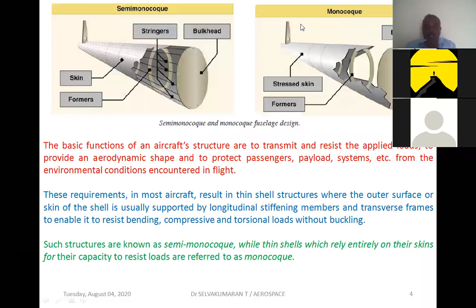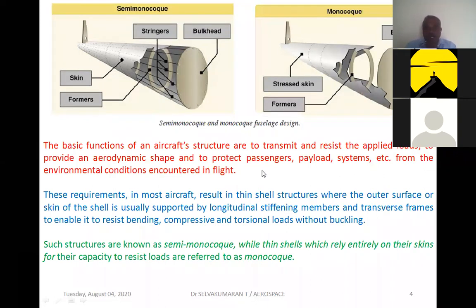Now here the figure shows monocoque and semi-monocoque structures. So the basic function of the aircraft structure is that it has to transmit and resist the externally applied loads, so that it can provide an aerodynamic shape, and it has to protect the passengers, payload, systems, etc. from the environmental conditions that are encountered during flight.